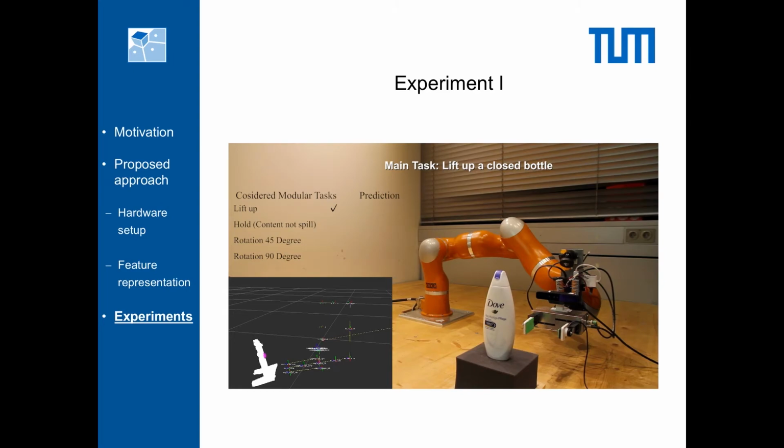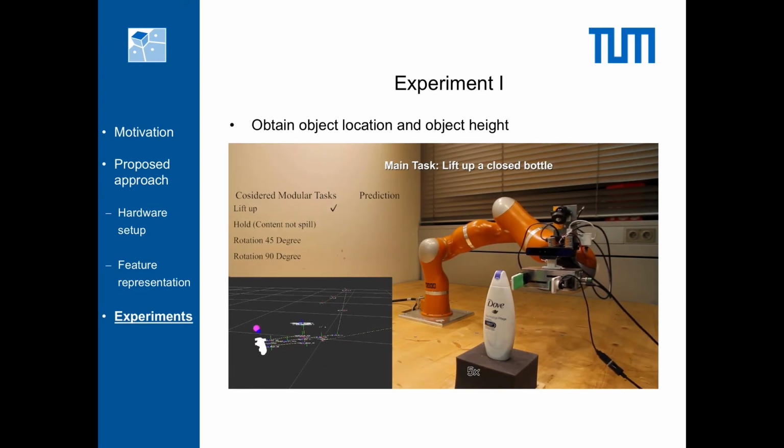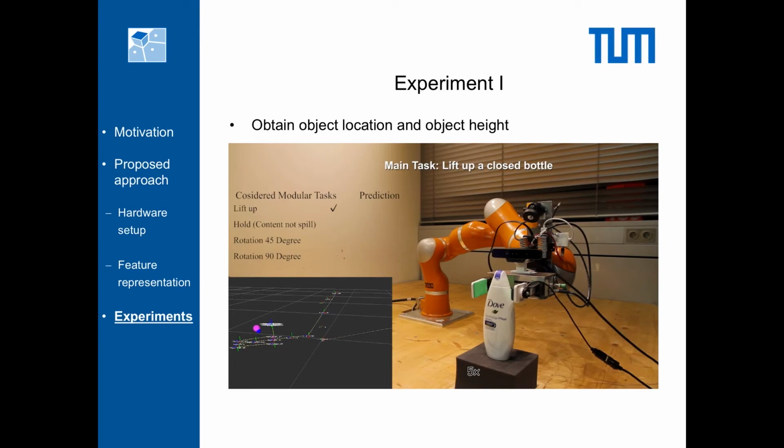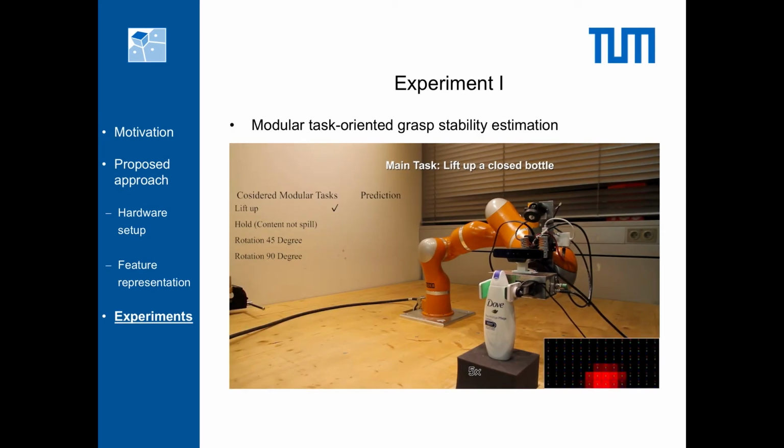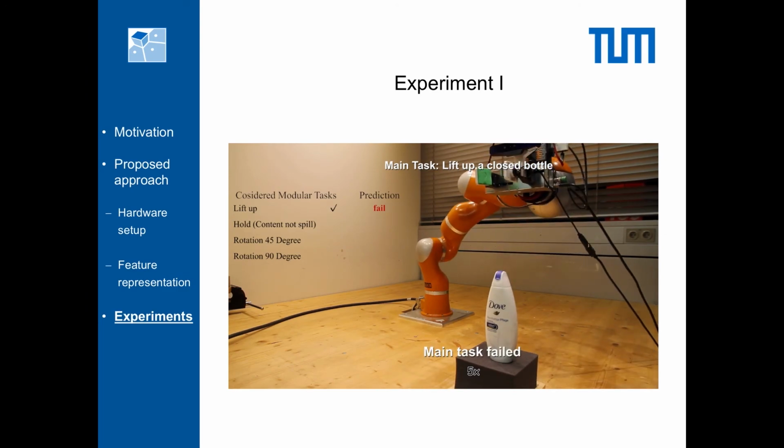Now we show the experiments and the results. For the first experiment, the main task is to lift up a closed bottle. Therefore, only the lift up task needs to be considered. First, the object is scanned to obtain the point cloud data for the whole bottle. The robot arm moves vertically because of the limited field of view of the RGBD camera. The estimated height of the object is shown as a blue sphere in the point cloud view. Then, after the object is grasped, the features are extracted and used for stability estimation. In this case, the task lift up is predicted to be unstable, and we see that the main task failed.